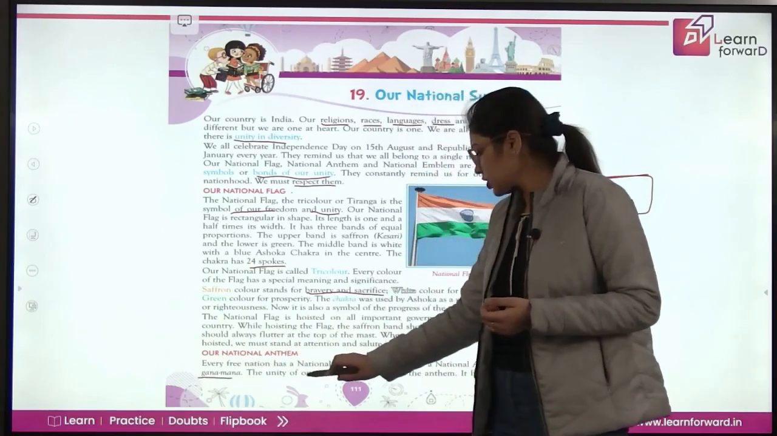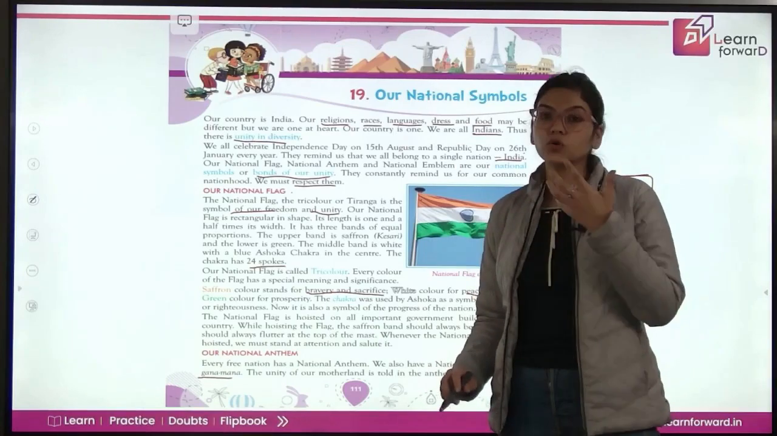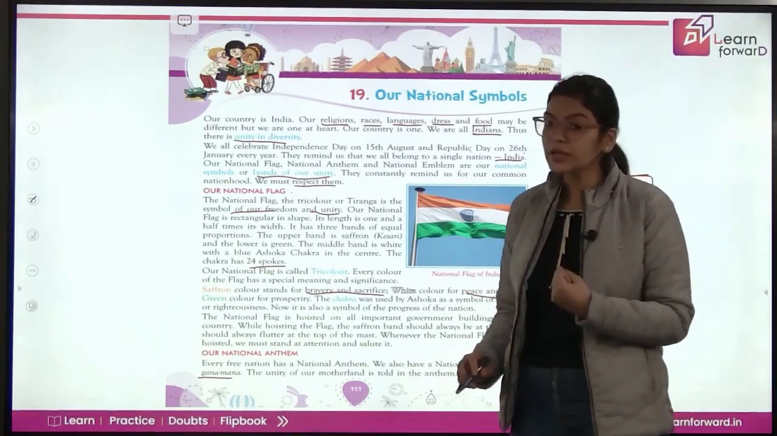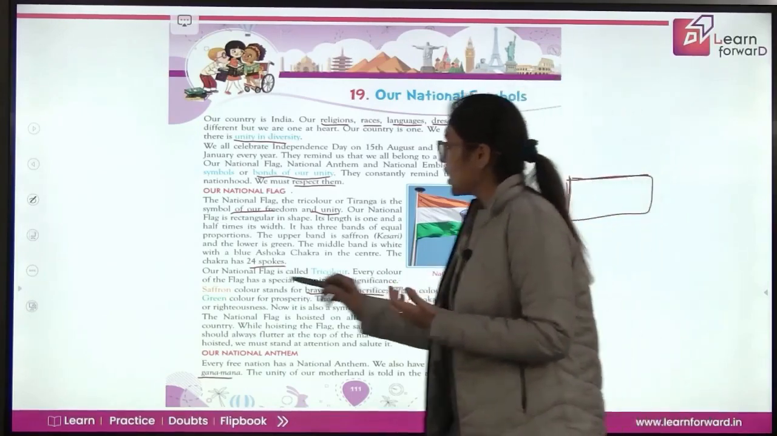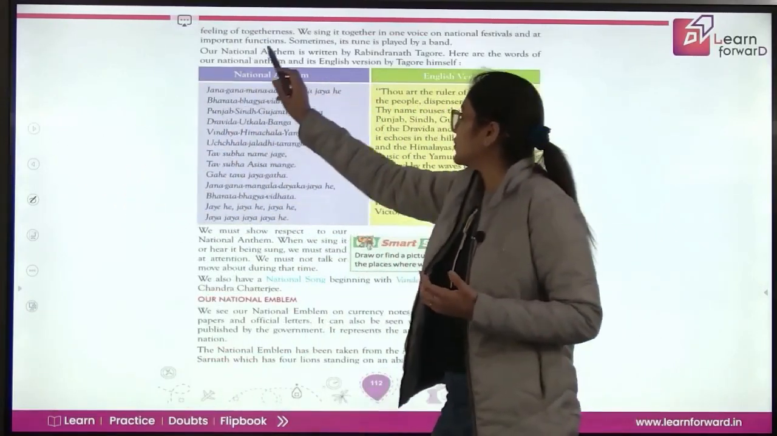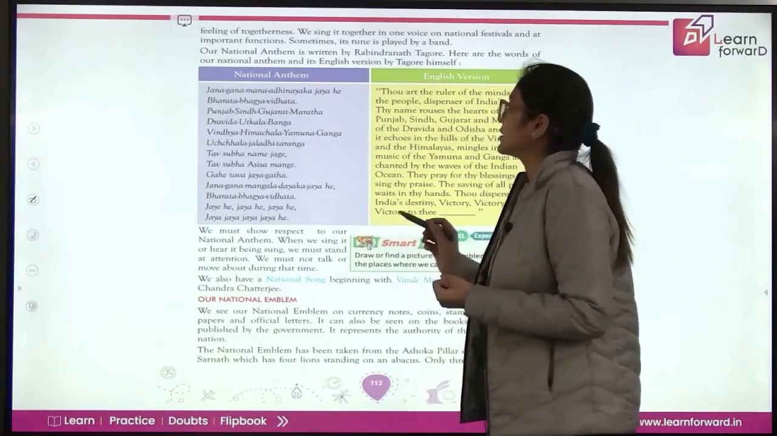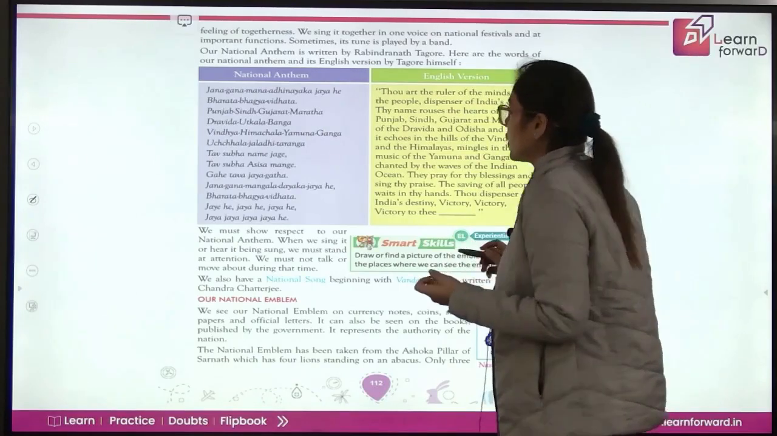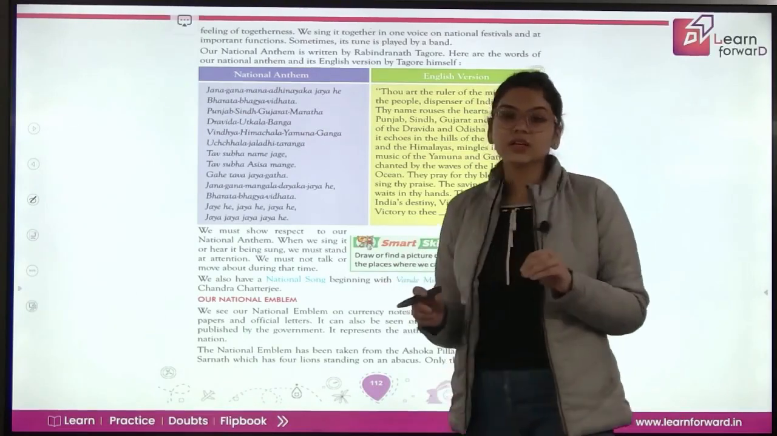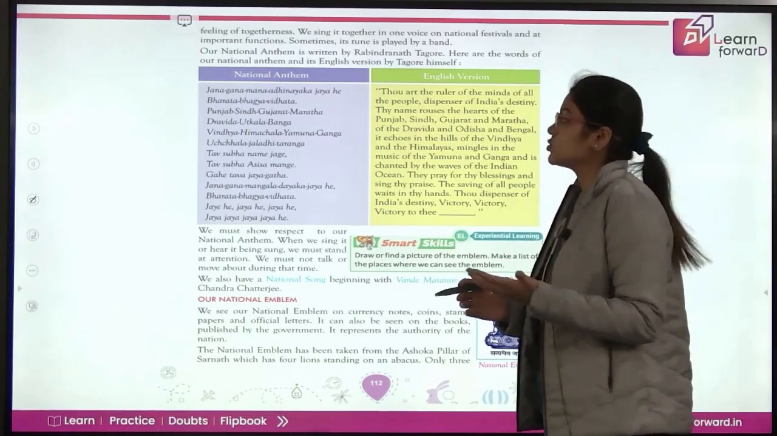Now, the unity of our motherland is told in the national anthem. हमारे national anthem के through हमें हमारी unity के बारे में बताया जाता है. It brings in us a feeling of togetherness. Basically जो हमारा anthem है ये हमें togetherness की feeling देता है. We sing it together in one voice on national festivals and at important functions. So we sing it when the national festivals are celebrated or on the important functions also.